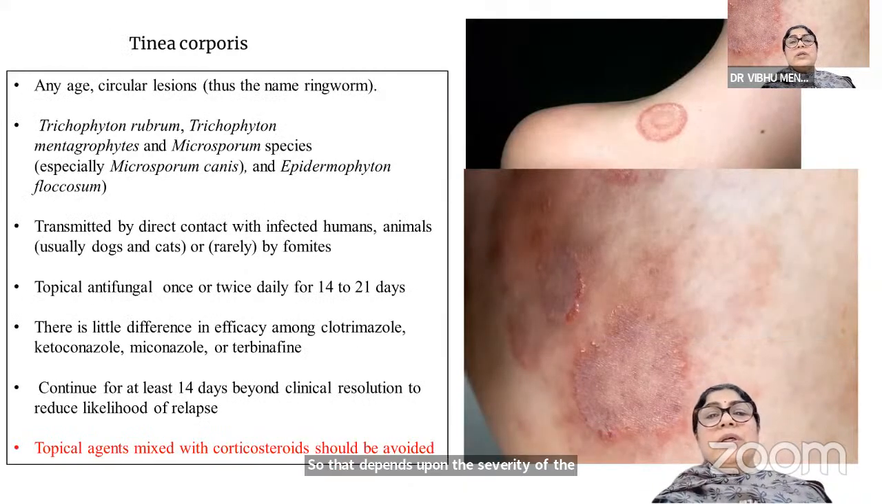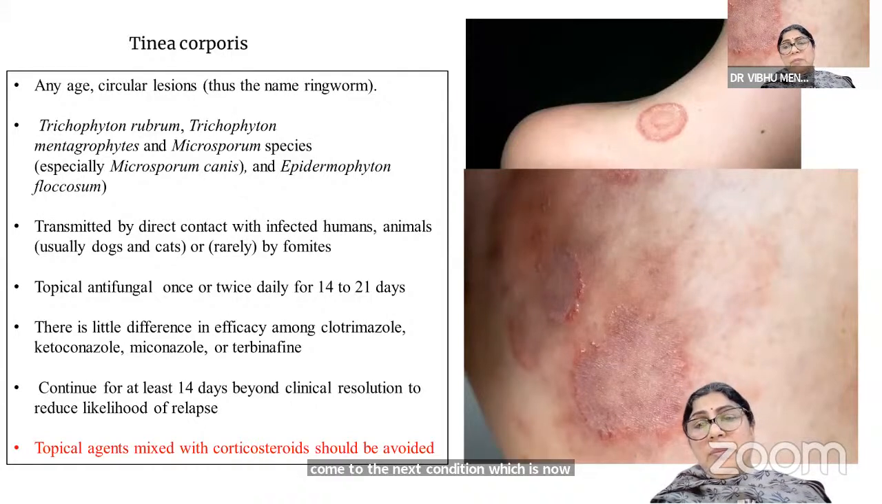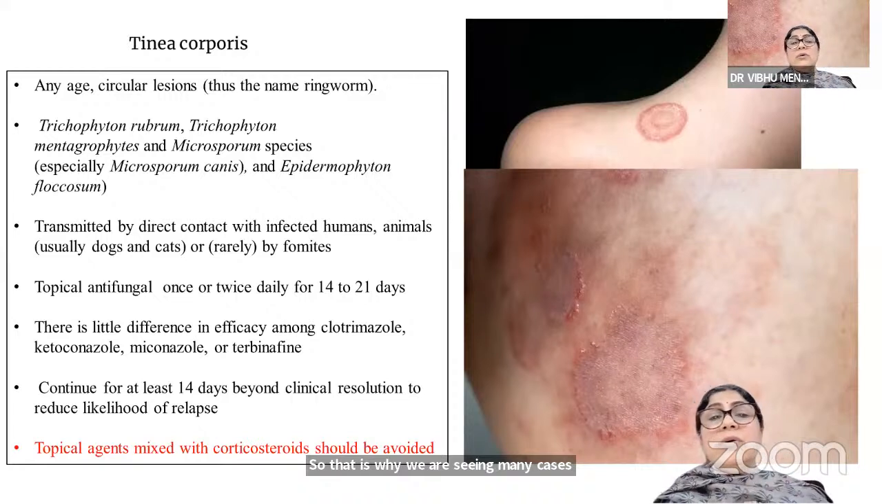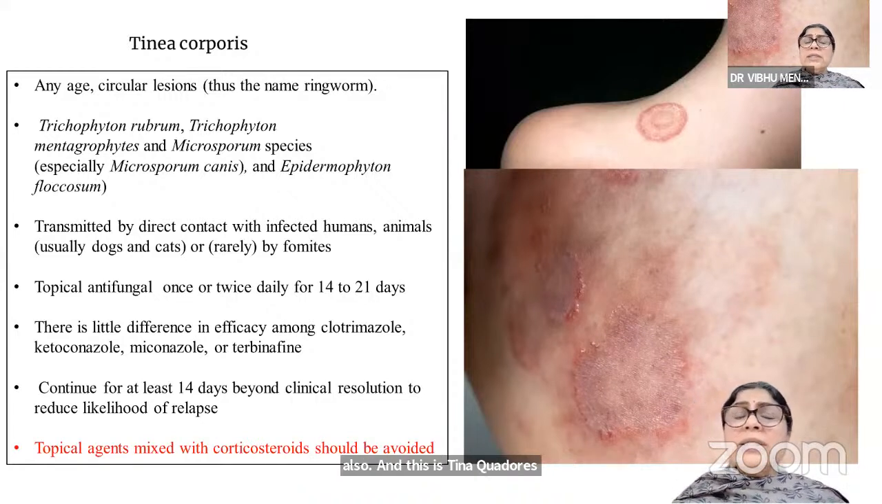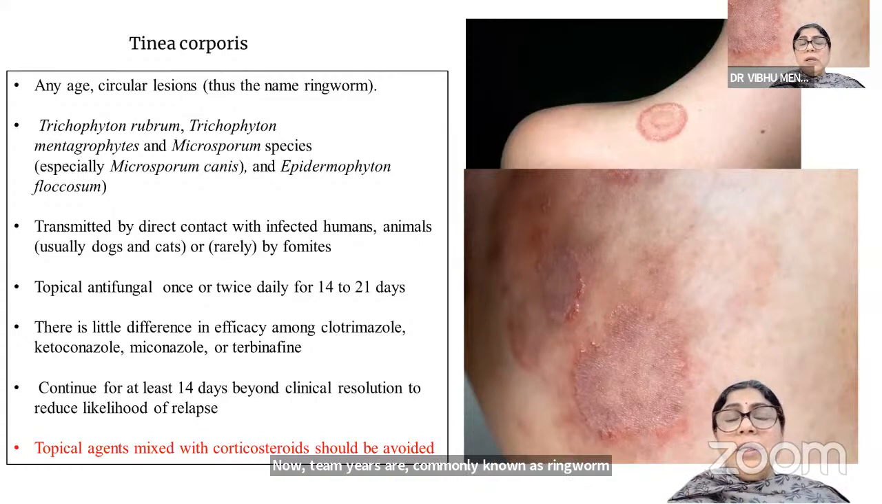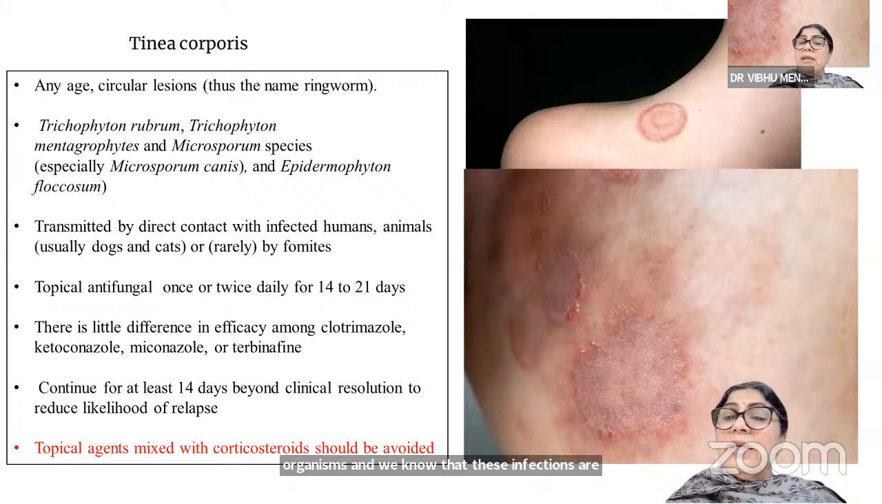Now we come to the next condition, which is almost turning into an epidemic in adults. That is why we are seeing many pediatric cases also. And this is tinea corporis. Tineas are commonly known as ringworm infection, and they are caused by the dermatophytes. For dermatophytes, we have three genera: Trichophyton, Microsporum, and Epidermophyton. These are the causative organisms, and we know that these infections are highly contagious and infectious.